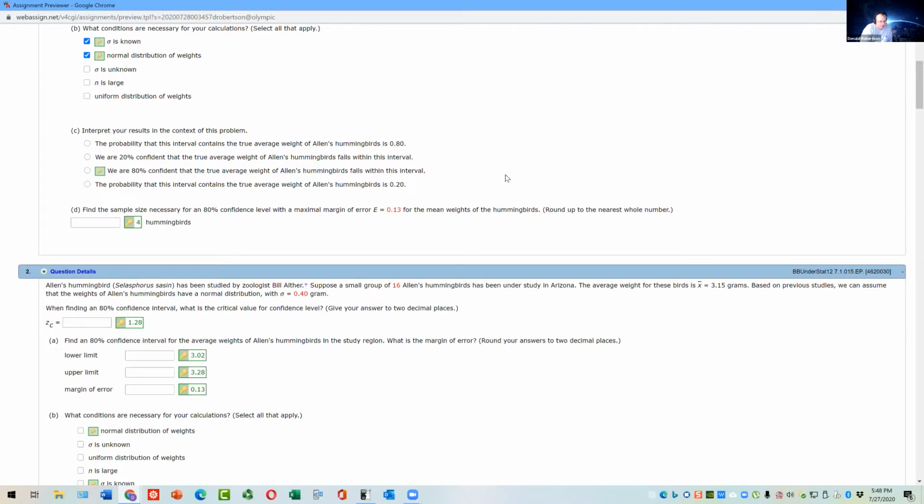And it's a bit lawyer-esque. You don't say the probability that we got it right is 80%. We just say that you're 80% confident. Do you know that the real answer is either in the interval or it's not? And if it's in the interval, it's 100% right. And if it's not, it's 100% wrong.